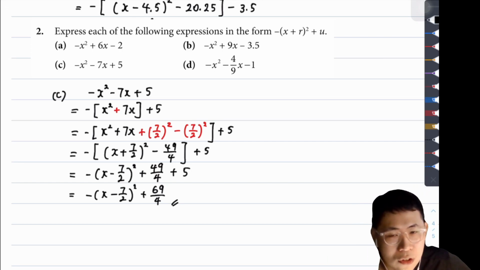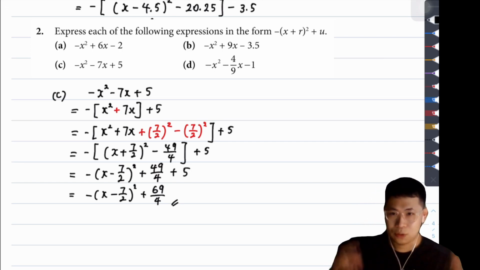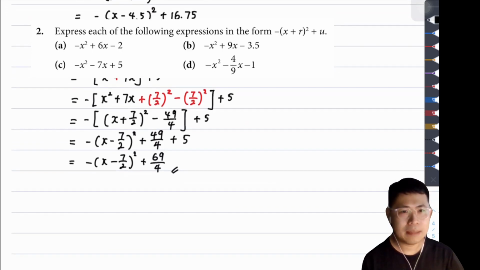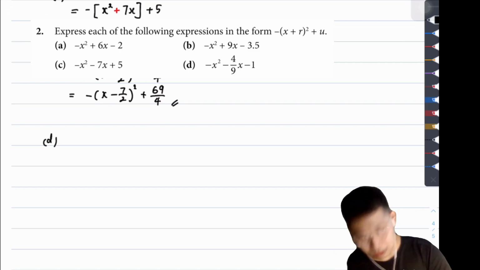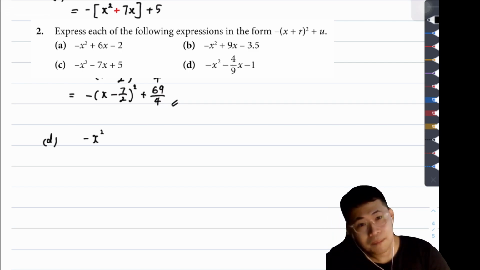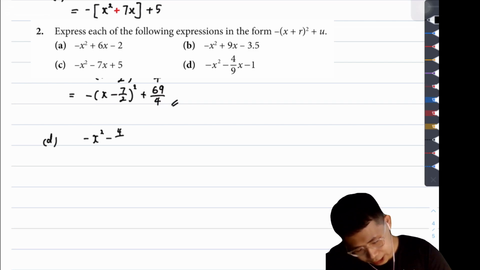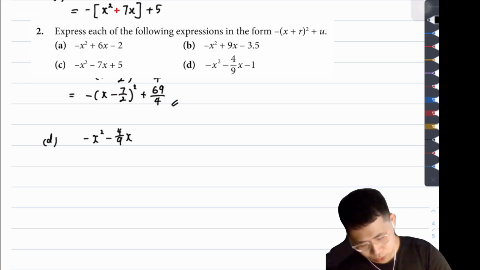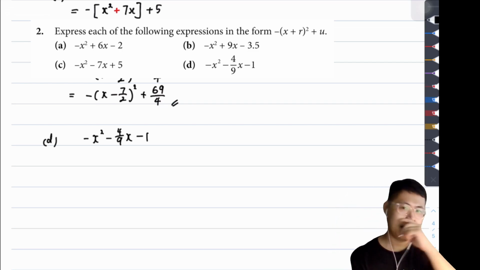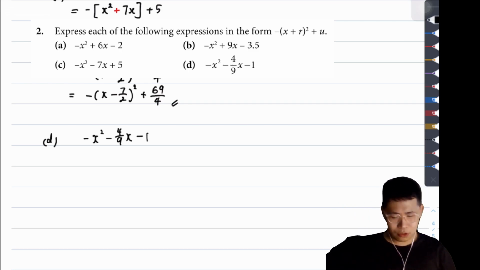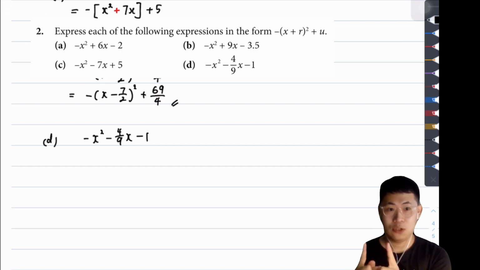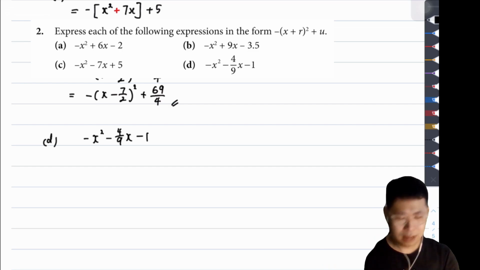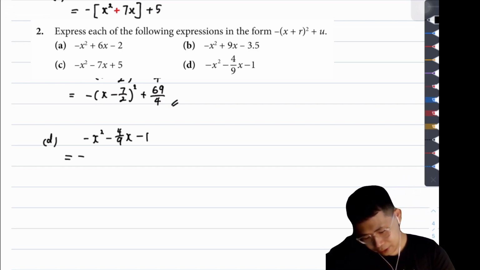Okay, last one for D. A bit more, then we can close this part. For part D, we have our negative x squared. Don't worry about fractions, okay? I think you can handle fractions, don't worry too much. Same steps: we are completing the square for the first two terms. So we factorize the negative out.